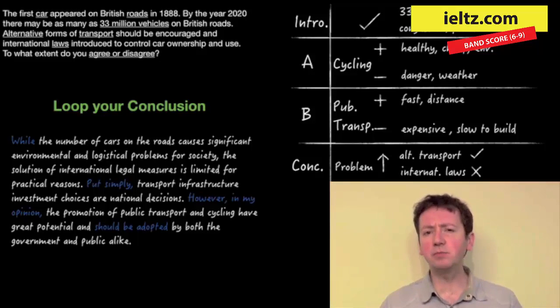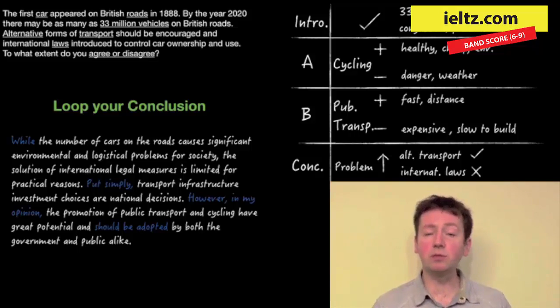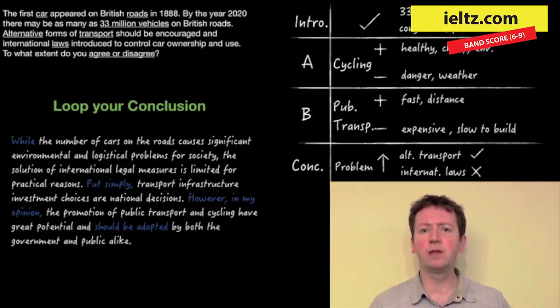Let's look at the signposts in blue for a moment. Notice the linking word while is a useful concession signpost, as is however. This is not a one-sided essay. This is not in complete agreement or complete disagreement with the question. Therefore, it needs these concession signposts or linking words.